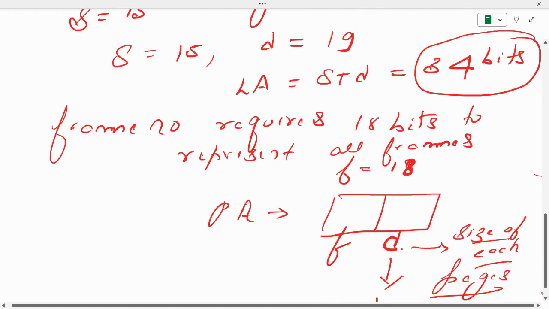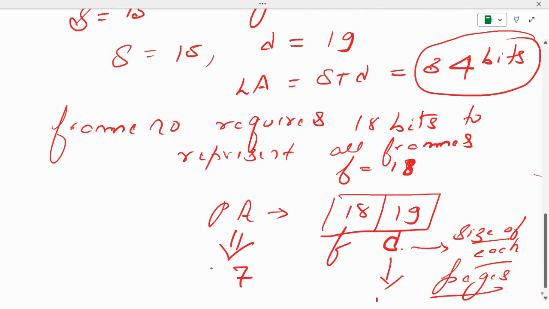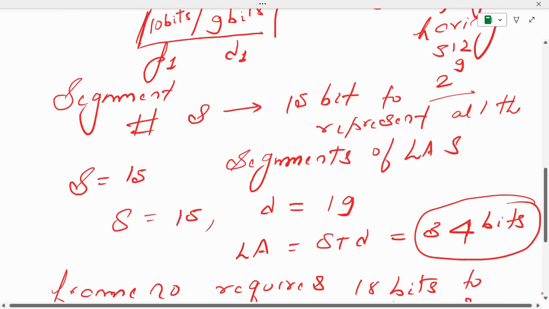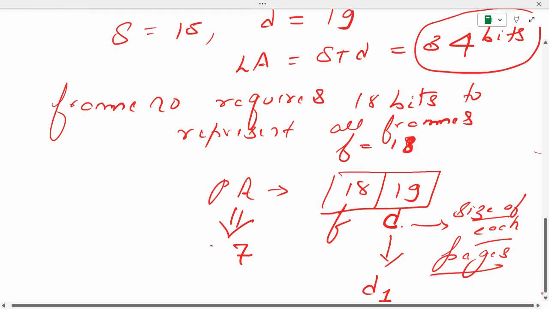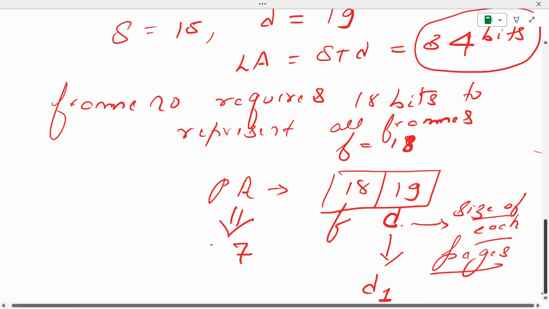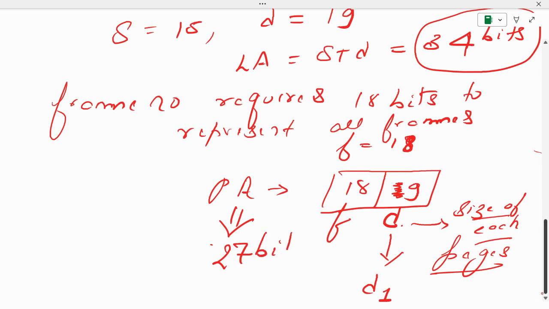So d1 is 19 and this is 18, so altogether PA becomes, just a second, 18 bits is required to represent all the frames. So d is not 19, d is 9, d1 is 9. So we are taking d1, D1 equal to 9 bits. So it is altogether 27 bits. Now why are we taking D1 as 9? I'm just going to tell you why.